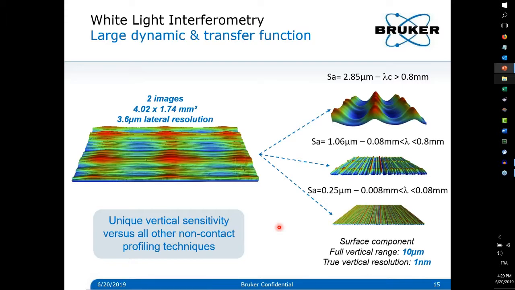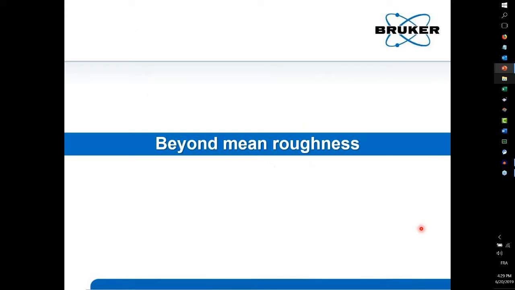Here, white light interferometry is really designed for sub-micron roughness measurements, even on a large, tall height difference like this one, where we see a vertical range of 10 microns, but finally you get a true vertical resolution of 1 nanometer. Once you have this, you can start to have a robust way of measuring roughness.